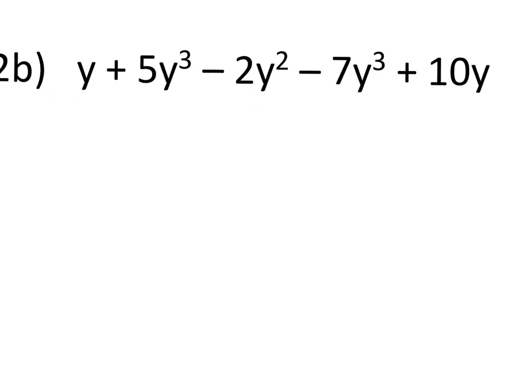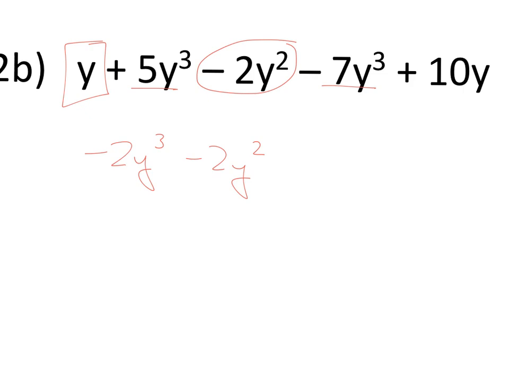All right, so again, clean it up. I'm going to start with my biggest exponent first. So I'm going to put my y's to the third together. So negative 2y to the third. I don't have any other squareds, so minus 2y squared. And then I have a y and a 10y. Well, 1 plus 10 is 11y. So that is standard form. I put it in order from the biggest exponent down to the smallest exponent. So 3, 2, 1. Okay.